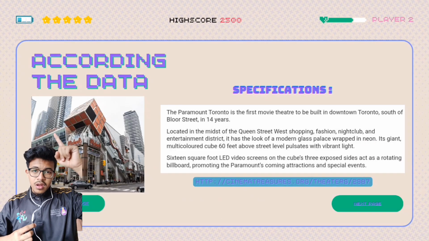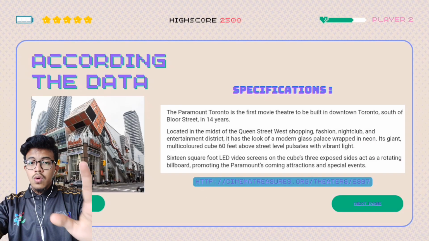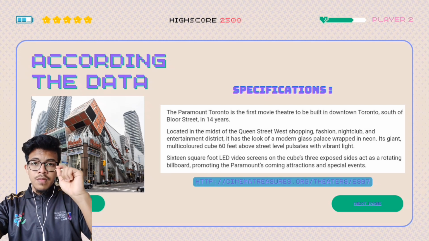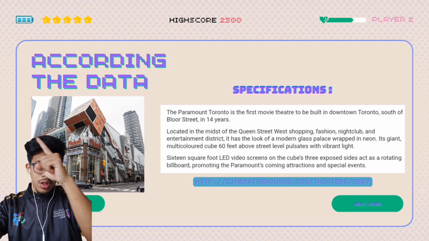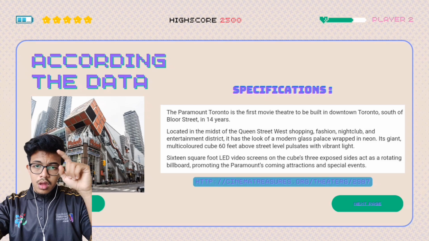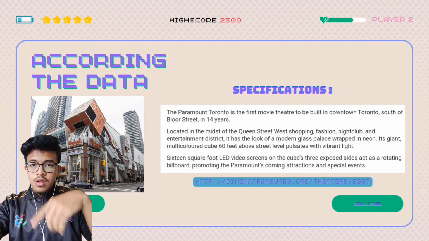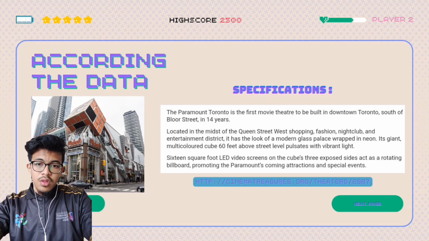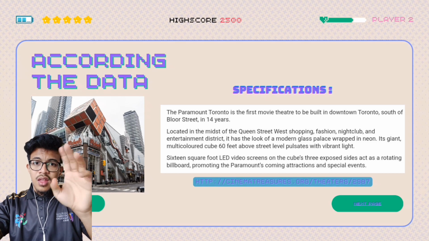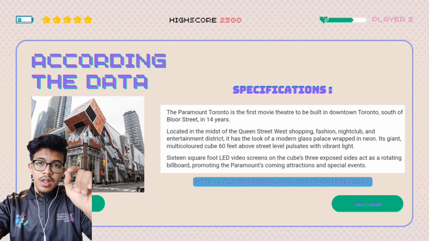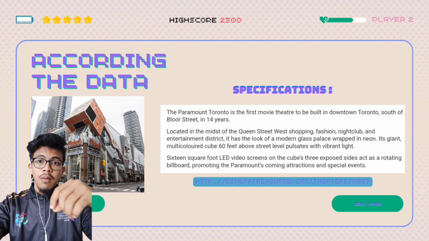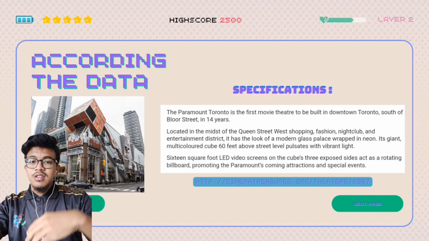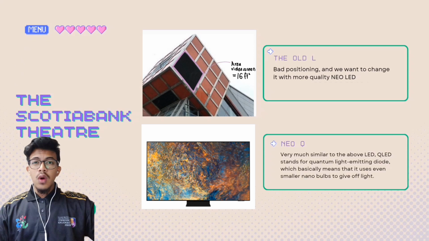As you can see here, this is the Scotiabank Theatre. So, this is where all the problems come from. You should notice the black things on the cube on top of the building. There is a video screen. 16 square foot LED video screens on the cube, exposed on three sides, act as a rotating billboard promoting the upcoming attractions and special events. So here's what we're gonna do.